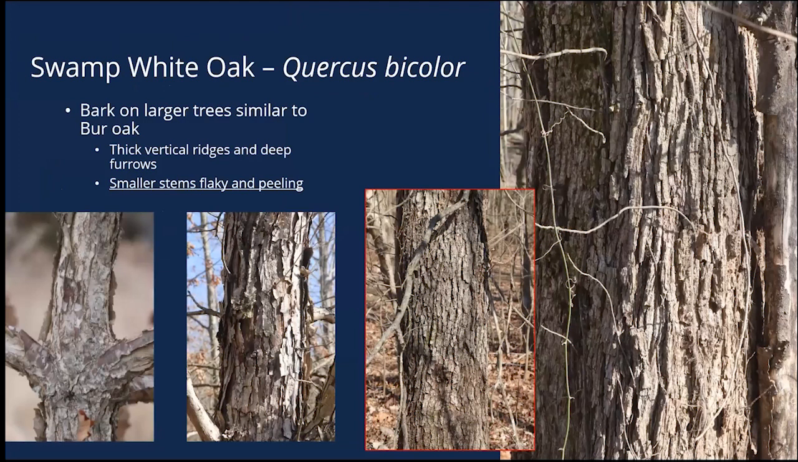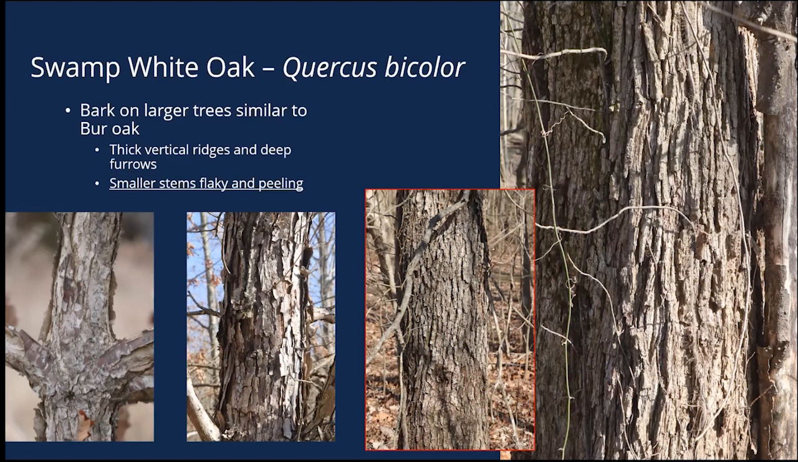Now, the larger trees of swamp white oak tend to look a lot like Bur Oak. As it gets larger, you'll have that thick bark with those long vertical ridges. And I definitely want to thank Cypress Creek National Wildlife Refuge for helping me find some swamp white oaks to photograph for this presentation. It took all the way up to halfway through this week. I was worried that I would not have the pictures I needed, but they came through and helped me find some. So yeah, the larger individuals look very, very similar in bark to Bur Oak.